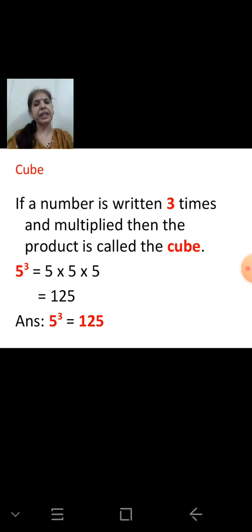If a number is written 3 times and multiplied, then the product is called the cube. When we write this using index form, the index is 3. For example, 5 raised to 3. So it is 5 into 5 into 5. When a number is multiplied by itself thrice, the product is cube. 5 5s are 25. 25 into 5, 125. So 5 cube is equal to 125. It means cube of 5 is 125.